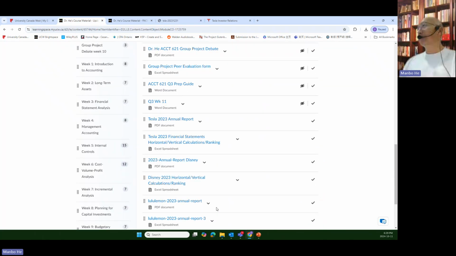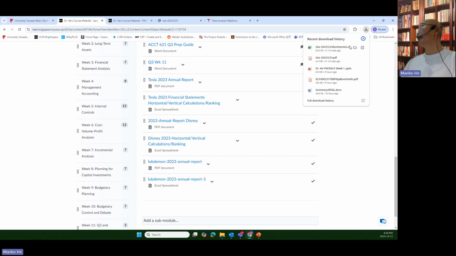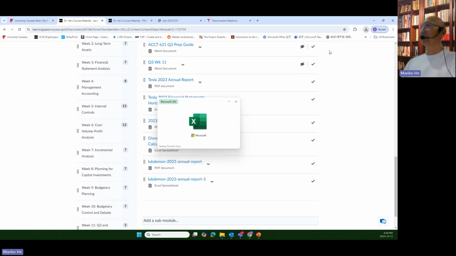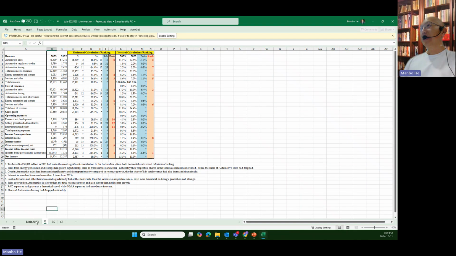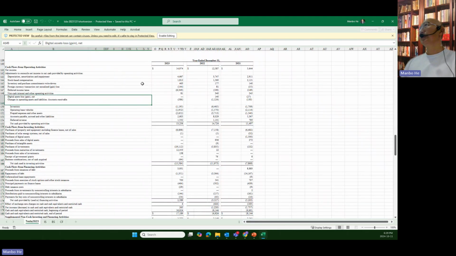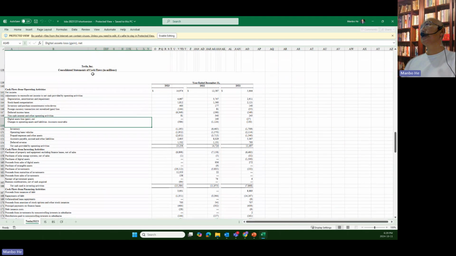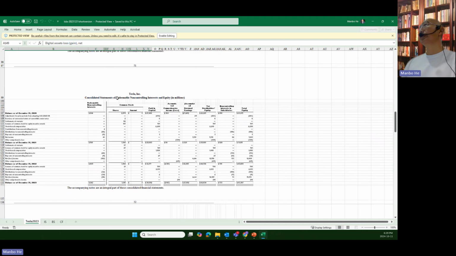If you look at here, Tesla financial statements, horizontal, vertical calculation, ranking in Excel spreadsheet. That's how I did it. And I have the file also downloaded here, so I can open it right up from there. So with that, you have the original actually showing up here. So the cash flow statement, the statement of redeemable noncontrolling interests, this is not important.